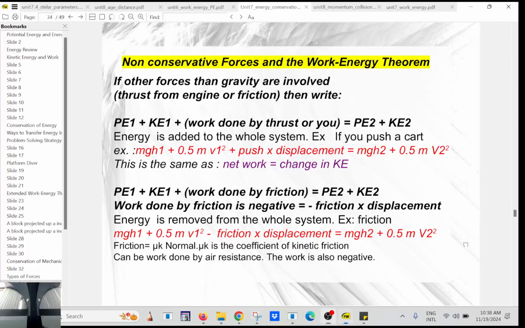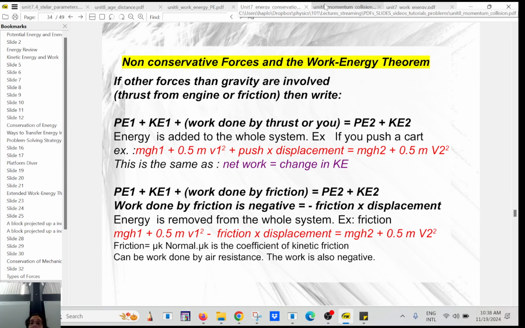Just want to come back here. So I have updated my slides here. That will be the unit about conservation of energy. And I'm going to have the test in mind. So I want to make sure you know how to use the conservation of energy.